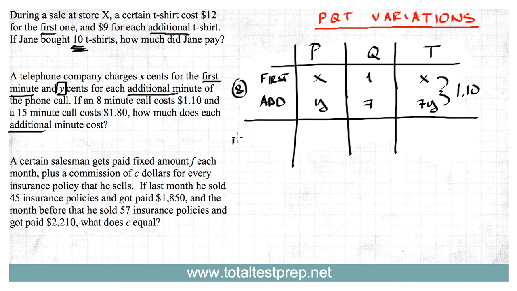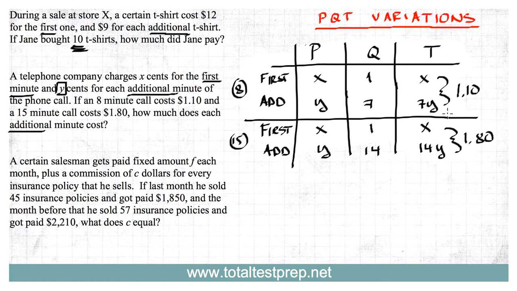Now for the 15-minute phone call, again, for the first minute, you pay X cents. You do that once, so it's a total of X cents for the first minute. And then for each additional minute, you're paying Y cents per minute. Now for 15 minutes, you pay X for the first minute and then Y for 14 minutes, so it's a total of 14Y for the additional 14 minutes. And together, this is $1.80.